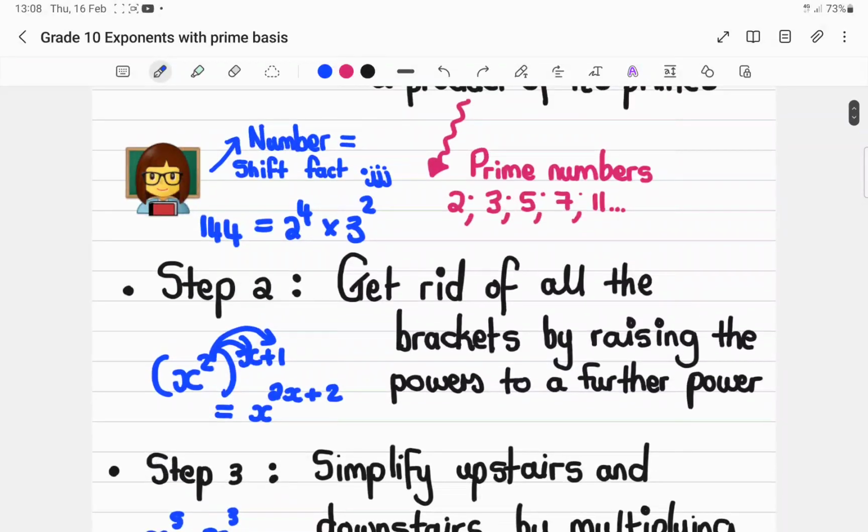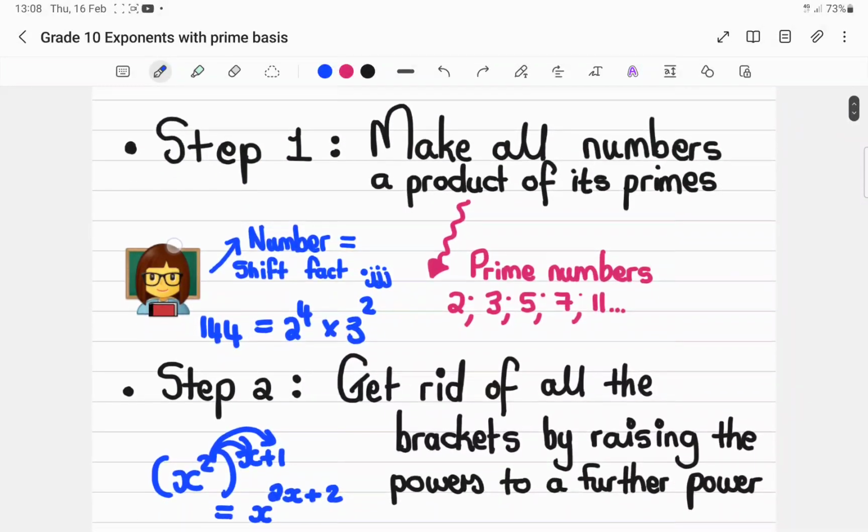So step 1, let's just quickly go over it again. Make all the numbers a product of their primes. How do I do that? You can ask your calculator to help you by putting in the number, pressing equal, shift, and the fact button. The factors button looks like that. It's like a dot, comma, comma, comma button.